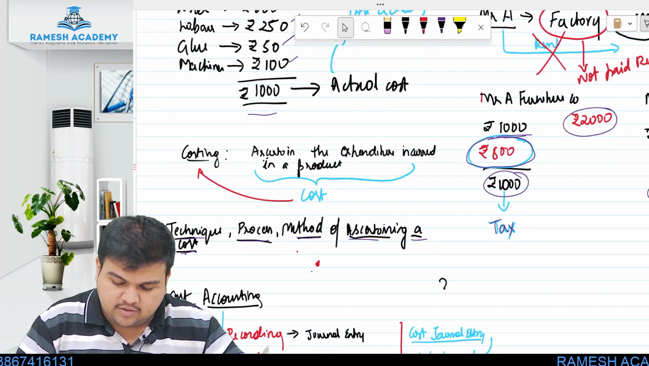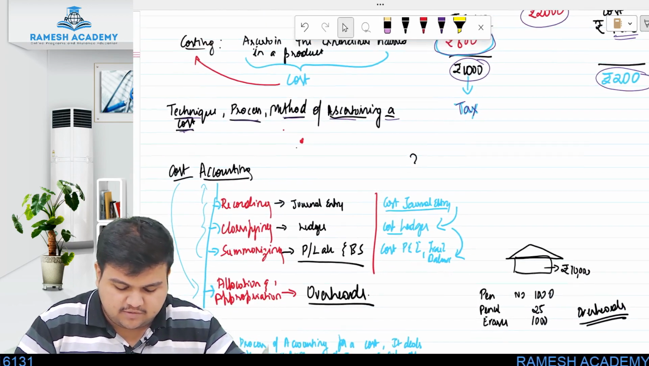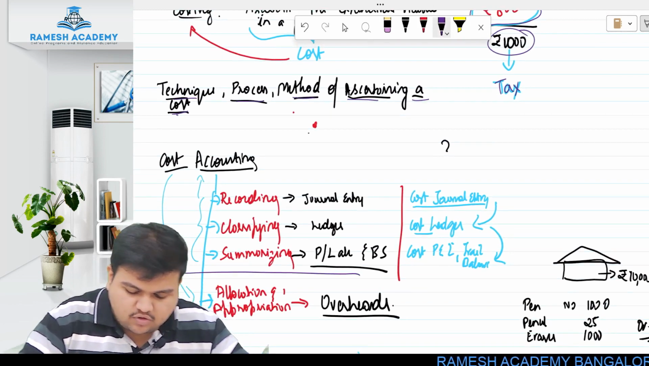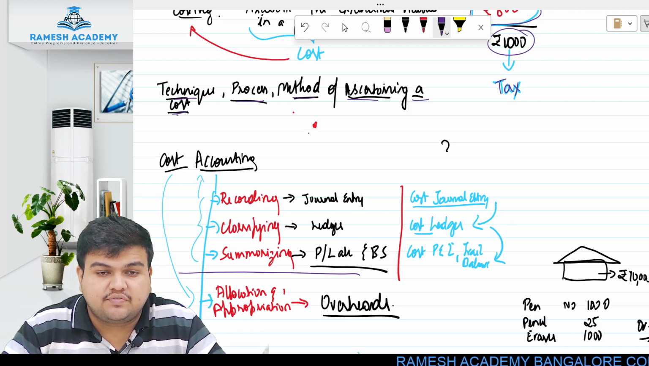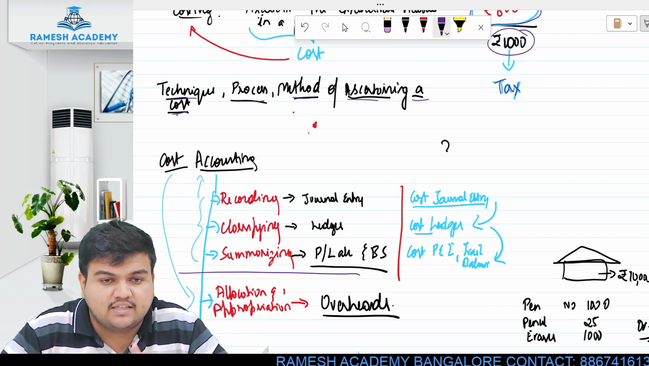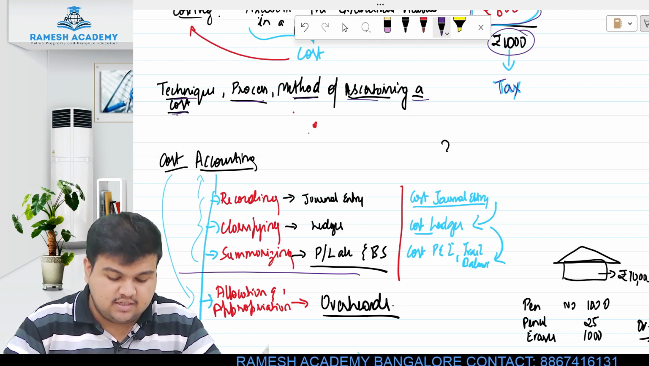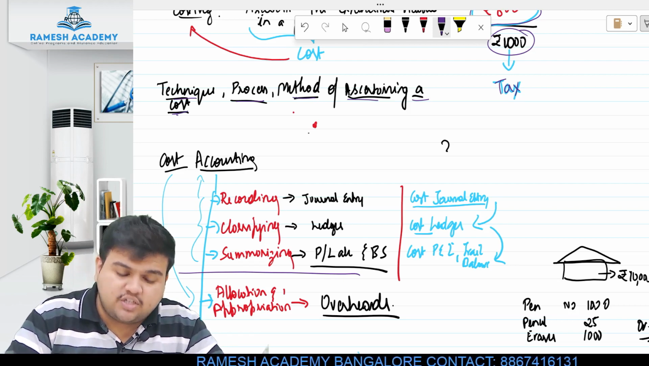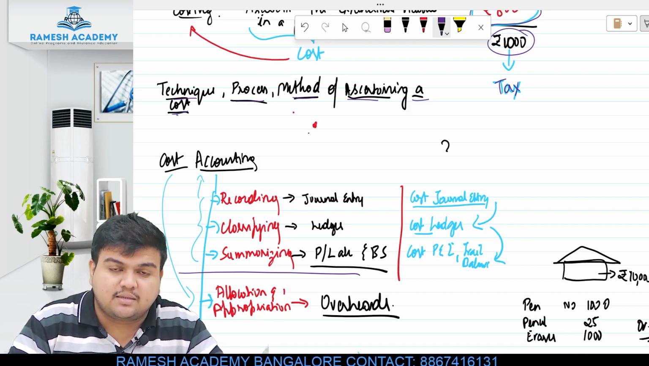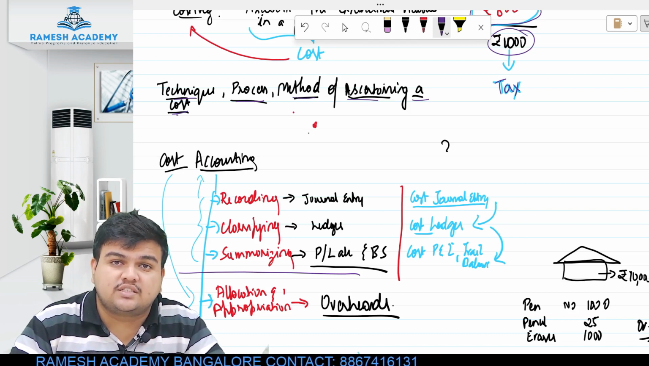So now coming to what is cost accounting. What is accounting? Recording, classifying, summarizing and presentation of financial transactions is accounting, right? But cost accounting is recording, classifying and summarizing, and always allocating a portion of cost transactions.